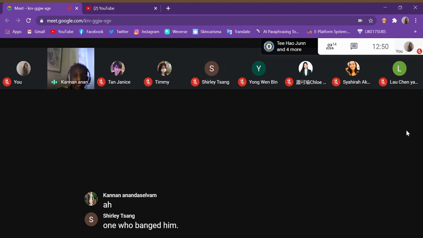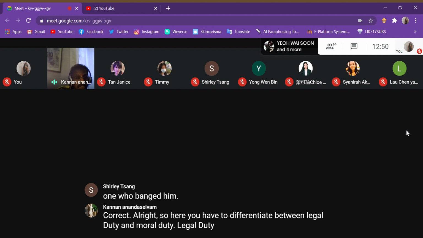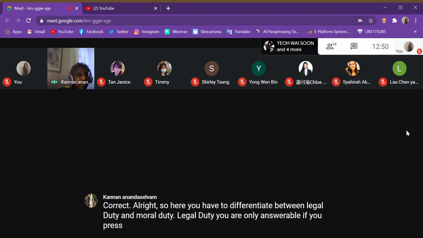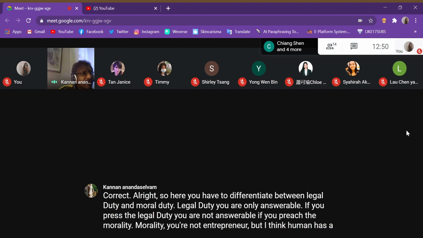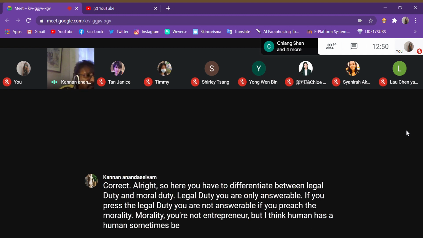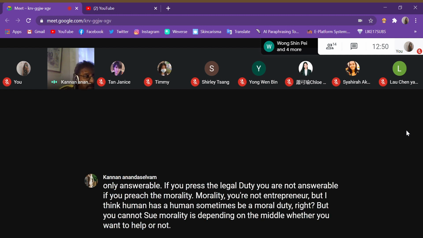Correct. So here you have to differentiate between legal duty and moral duty. Legal duty, you are only answerable if you breach the legal duty. You are not answerable if you breach the moral duty. But as a human, sometimes we owe a moral duty, right? But you cannot sue on a moral duty. It depends on the individual whether they want to help or not. Breach of moral duty, you are not answerable. Only breach of legal duty, you are answerable. Clear?